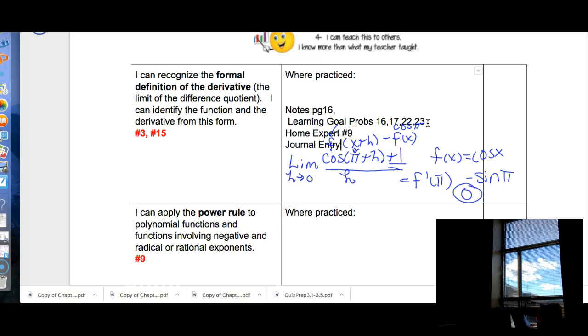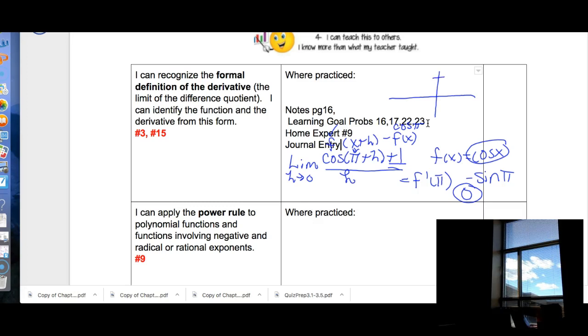Again, you only have to recognize this as a formal definition, meaning it's in the form f of x plus h minus f of x. Who's the function? Cosine. This is the derivative of that function, which is sine, but it's evaluated at pi. It actually makes sense graphically because this is the derivative of cosine at pi.